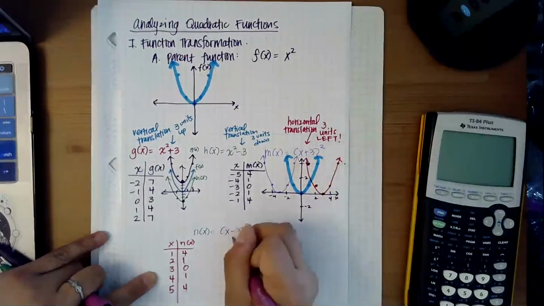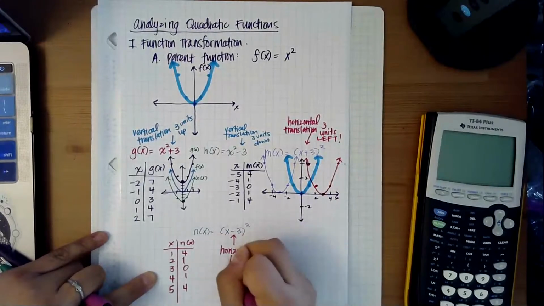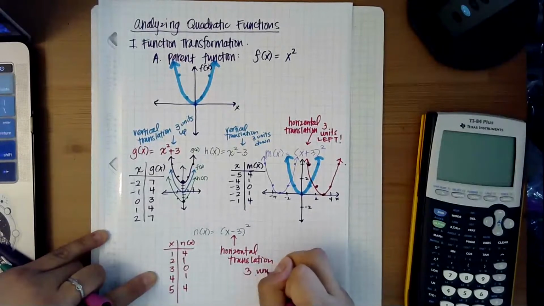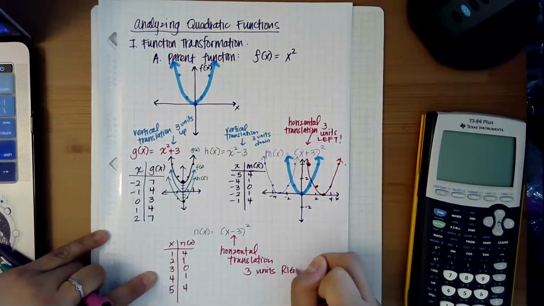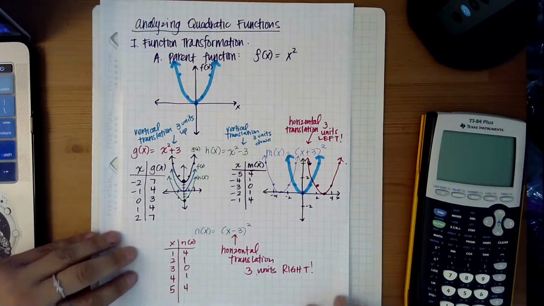And what do you think this one is? Horizontal translation, 3 units right. Again, opposite of what the equation is telling you. I hope this reminded us of function transformations when we looked at them from exponentials, okay?